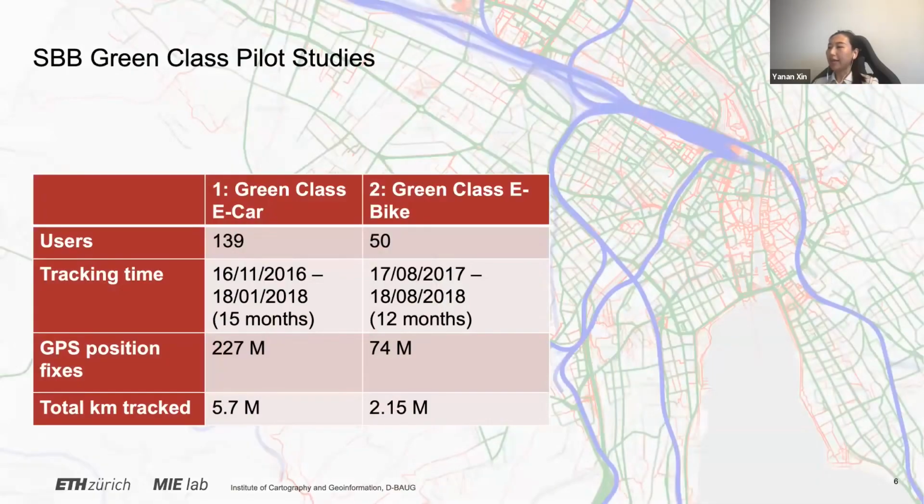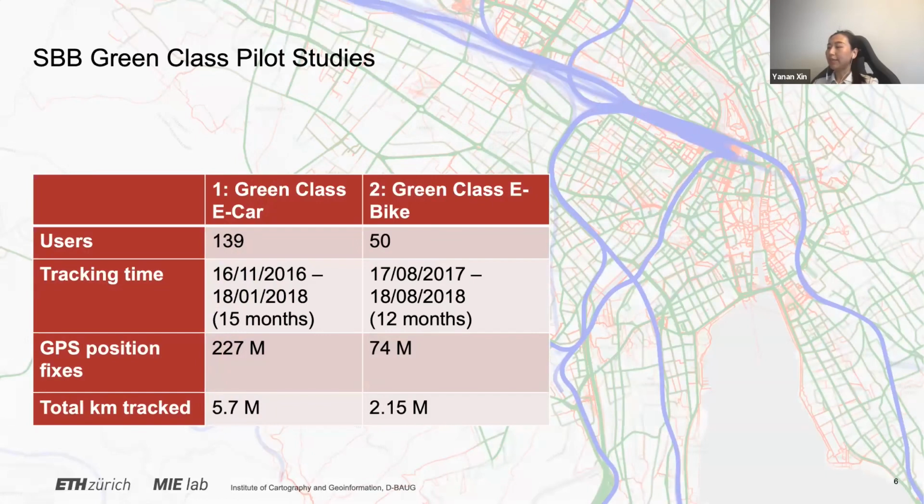The tracking study has two pilot studies conducted in Switzerland. The first pilot study is called the Green Class ecar study, which was launched in 2016 with 139 participants. And the second, the Green Class e-bike study, was launched in 2017 with 50 participants.